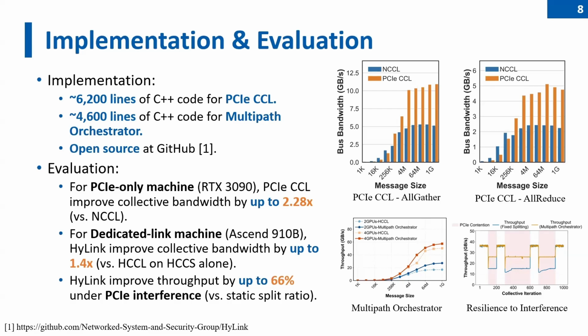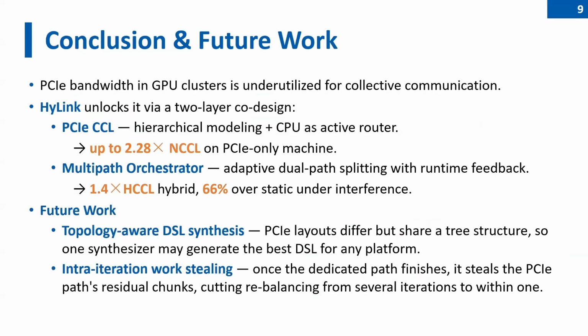We also evaluate HyLink on simulated PCIe interference. And HyLink can improve throughput by up to 66% compared to the fixed split ratio. To summarize, the PCIe bandwidth in GPU clusters is currently underutilized for collective communication, and HyLink unlocks it through a 2-layer co-design. The PCIe CCL models the CPU as an active router and reducer to eliminate redundant PCIe traffic, and the multipath orchestrator aggregates PCIe and the dedicated link to execute collective communication.